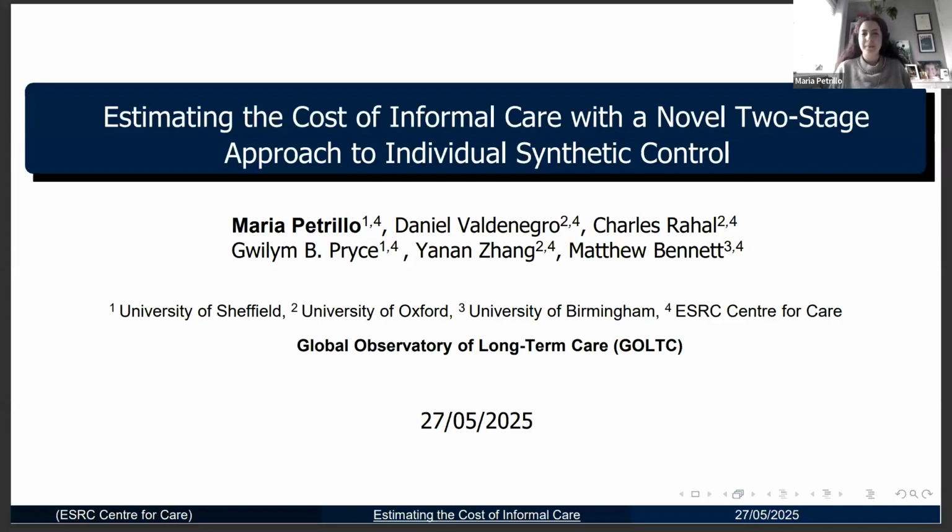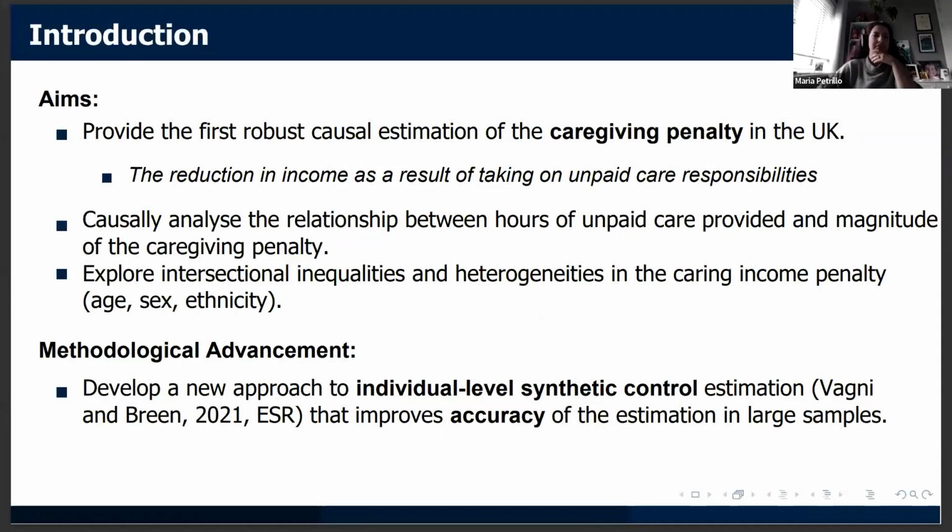Today I'm going to talk about a joint project with the University of Sheffield, Birmingham, and Oxford, all part of the SRC Centre for Care, titled Estimating the Cost of Informal Care with a Novel Two-Stage Approach to Individual Synthetic Control. Our study has 3 main aims.